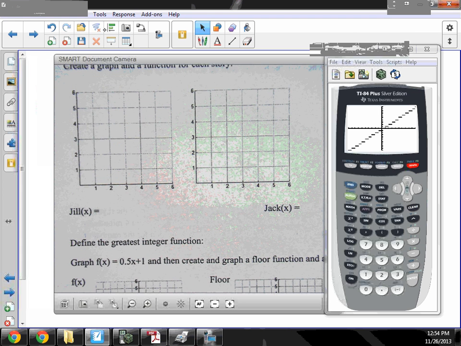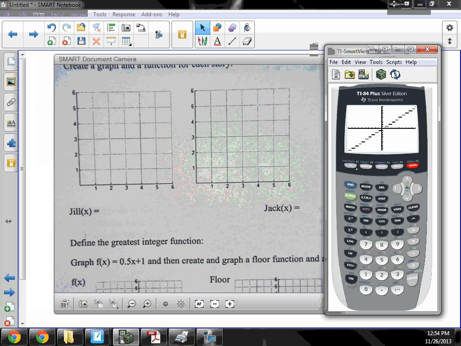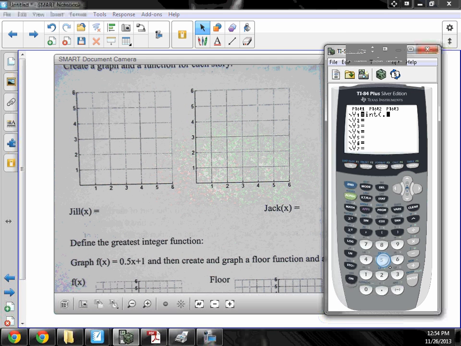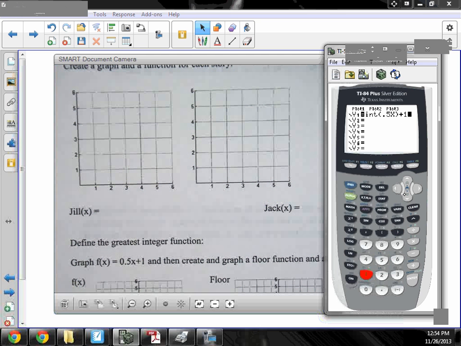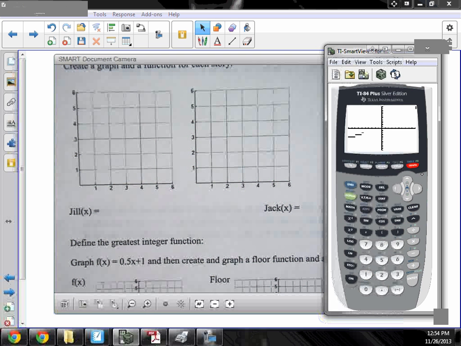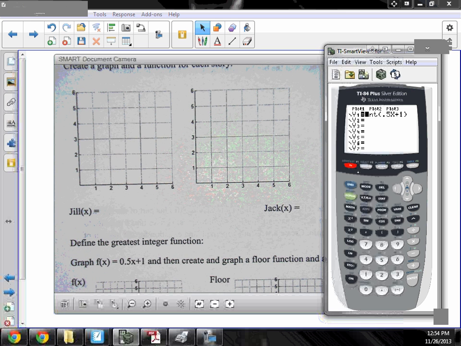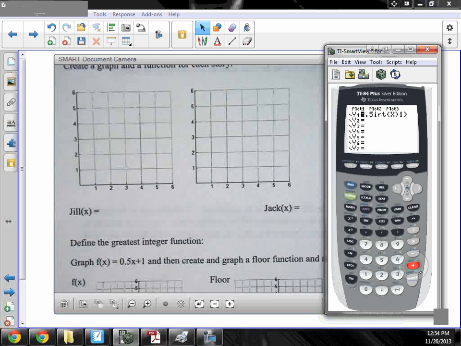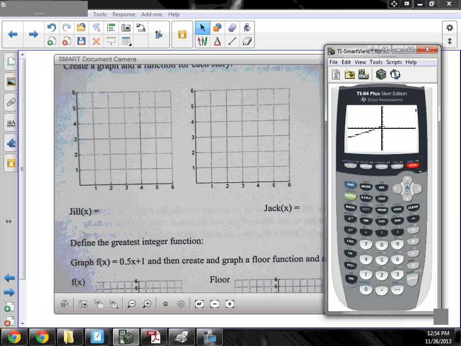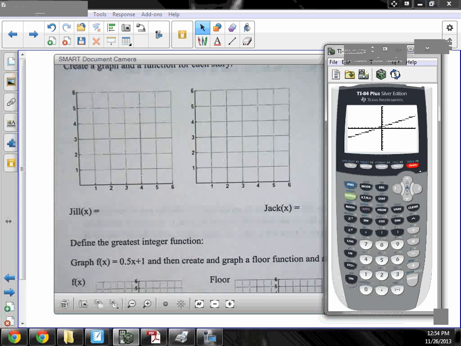So, and you can see that, I'll just graph these for you. So if I had the integer of 0.5x plus 1, oops, that should be inside. And I graph it, see how long those steps are? And if I change it to 0.5 integer of x plus 1, it's the exact same slope, but those steps are now smaller. Okay? All right, turn the page.